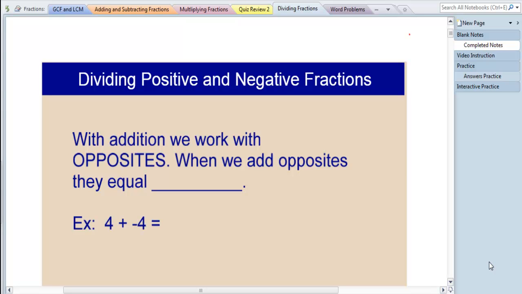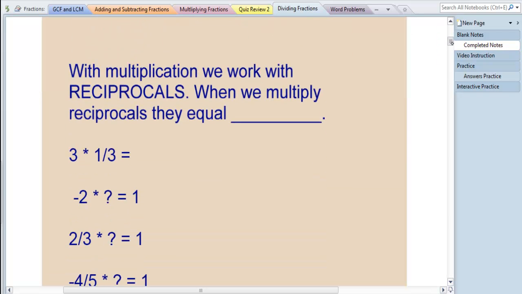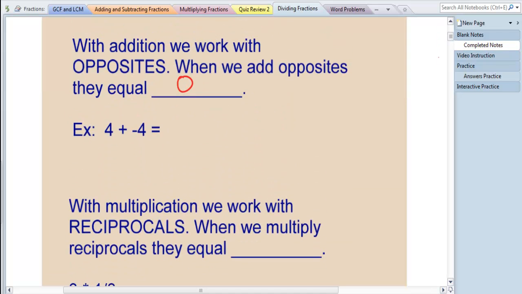Now we're talking about dividing positive and negative fractions. So let's back up a little bit. With addition, we work with opposites. When we add opposites, what do they equal? They equal 0, right? Well, when we're dealing with multiplication, we work with reciprocals. When we multiply reciprocals, what do they equal? They equal 1.